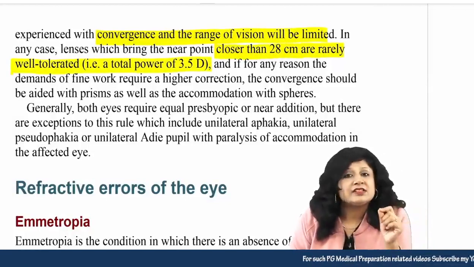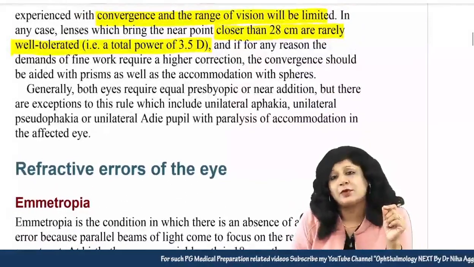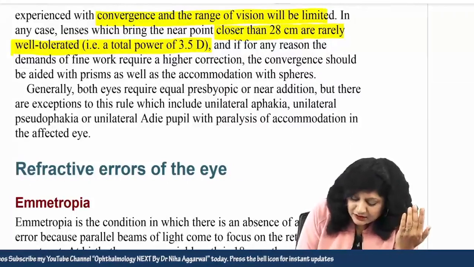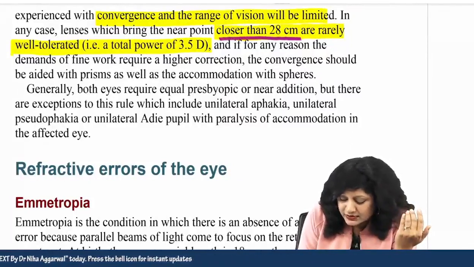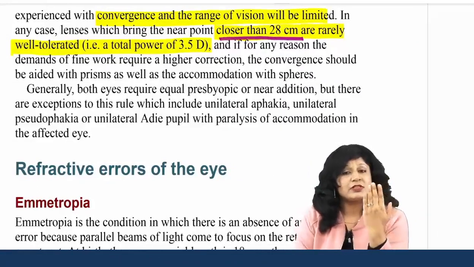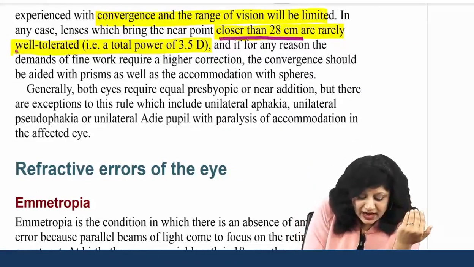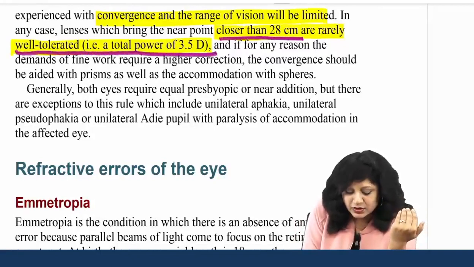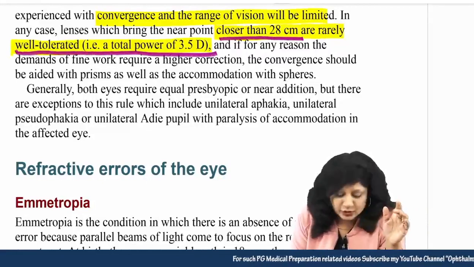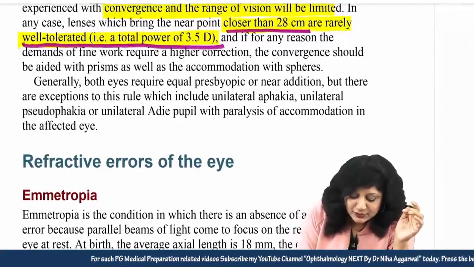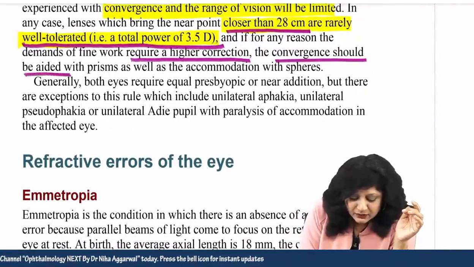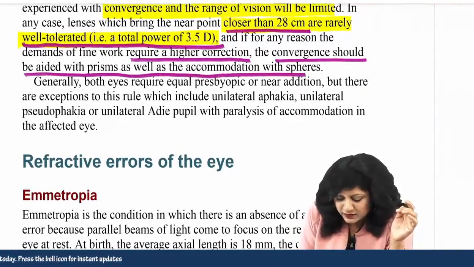So in this respect, there is a general observation that those lenses which are giving you correction closer than 28 centimeter are not well tolerated, because this will give you a total power of 3.5 diopter. So they are rarely well tolerated, and if for any reason the demands of fine work require a higher correction, the convergence should be aided with the prisms as well as accommodation with the spheres.